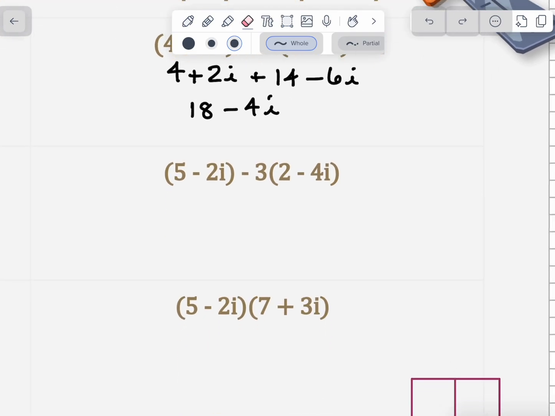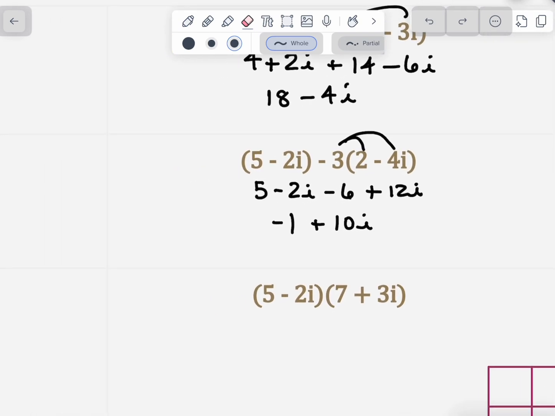Then if we move to the next one, we're subtracting. So we're going to distribute that negative 3. 5 minus 2i, and then negative 3 minus 2 is negative 6, and then negative 3 times negative 4i is going to give us plus 12i. Combine those like terms for -1 plus 10i, and that's our solution there.